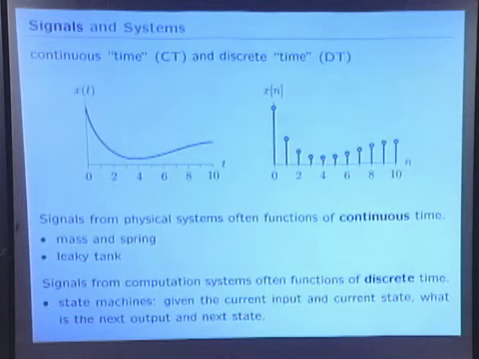We will be especially interested in this class in two distinct representations of signals. We will call them CT signals and DT signals. CT is continuous time, DT is discrete time. We're very interested in that because we're engineers.